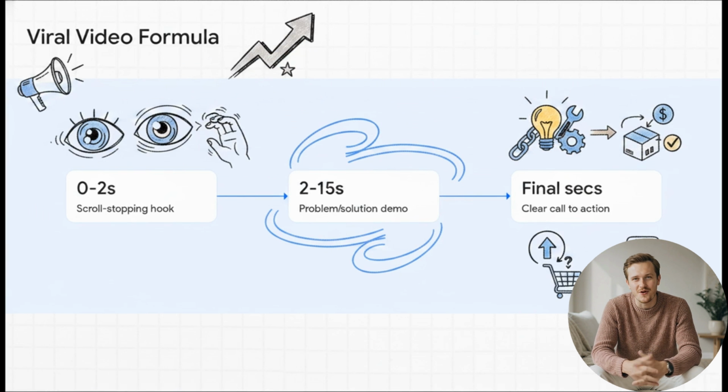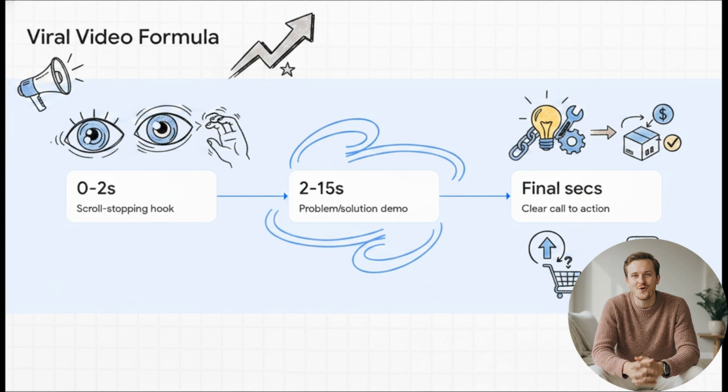Now, if you're going the short-form video route, you absolutely need a formula. Going viral isn't just dumb luck. It's a strict procedural workflow that you have to follow. Step 1, you need a scroll-stopping hook in the first 0 to 2 seconds. Step 2, a problem and solution demo from seconds 2 to 15. And step 3, a crystal clear call to action right at the very end.